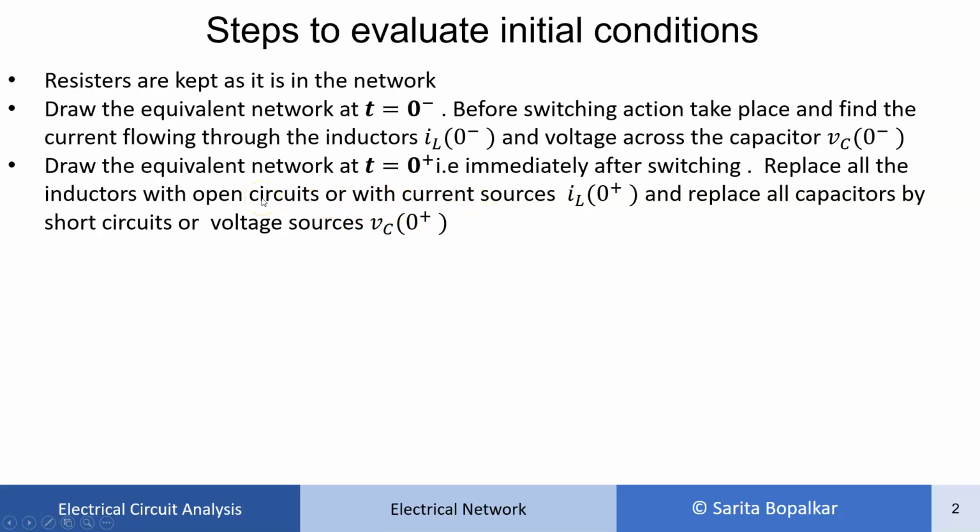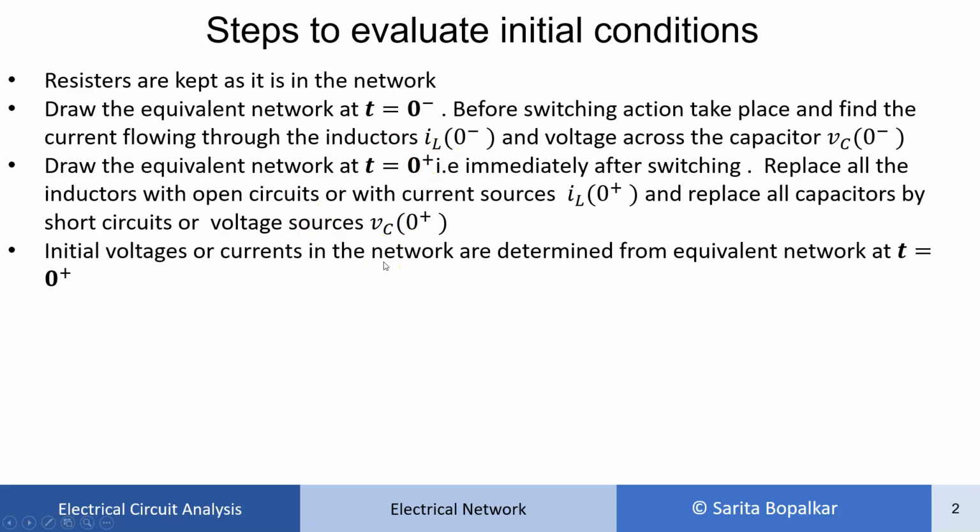If the initial condition is 0, then open circuit. If initial current is there, then represent that initial current as a current source. Then replace all the capacitors by short circuit or voltage source. If initial conditions are 0, then short circuit. If some initial voltage is there, then by voltage source. So like this, draw the equivalent circuit at t is equal to 0 plus. Then in that step, you can find initial voltage or current in the network.